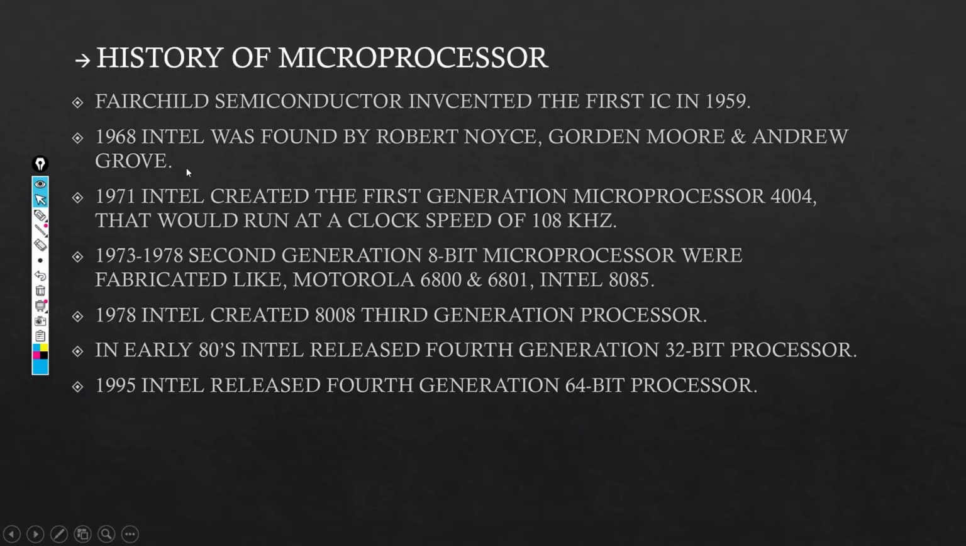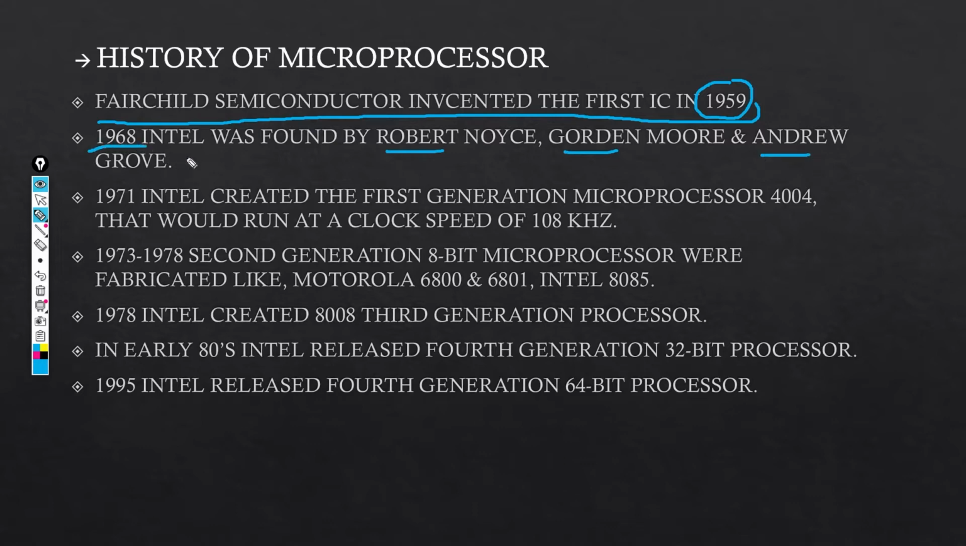Now let's see a little bit of history of microprocessor. Fairchild Semiconductor invented the first IC in 1959. So the first IC was invented in 1959 by whom? Fairchild Semiconductor. And in 1968, Intel was founded by Robert, Jordan, and Andrew. In the business of building microprocessors, Intel is the number one famous company for making chips or integrated circuits or microprocessors or microcontrollers, whatever you call them.